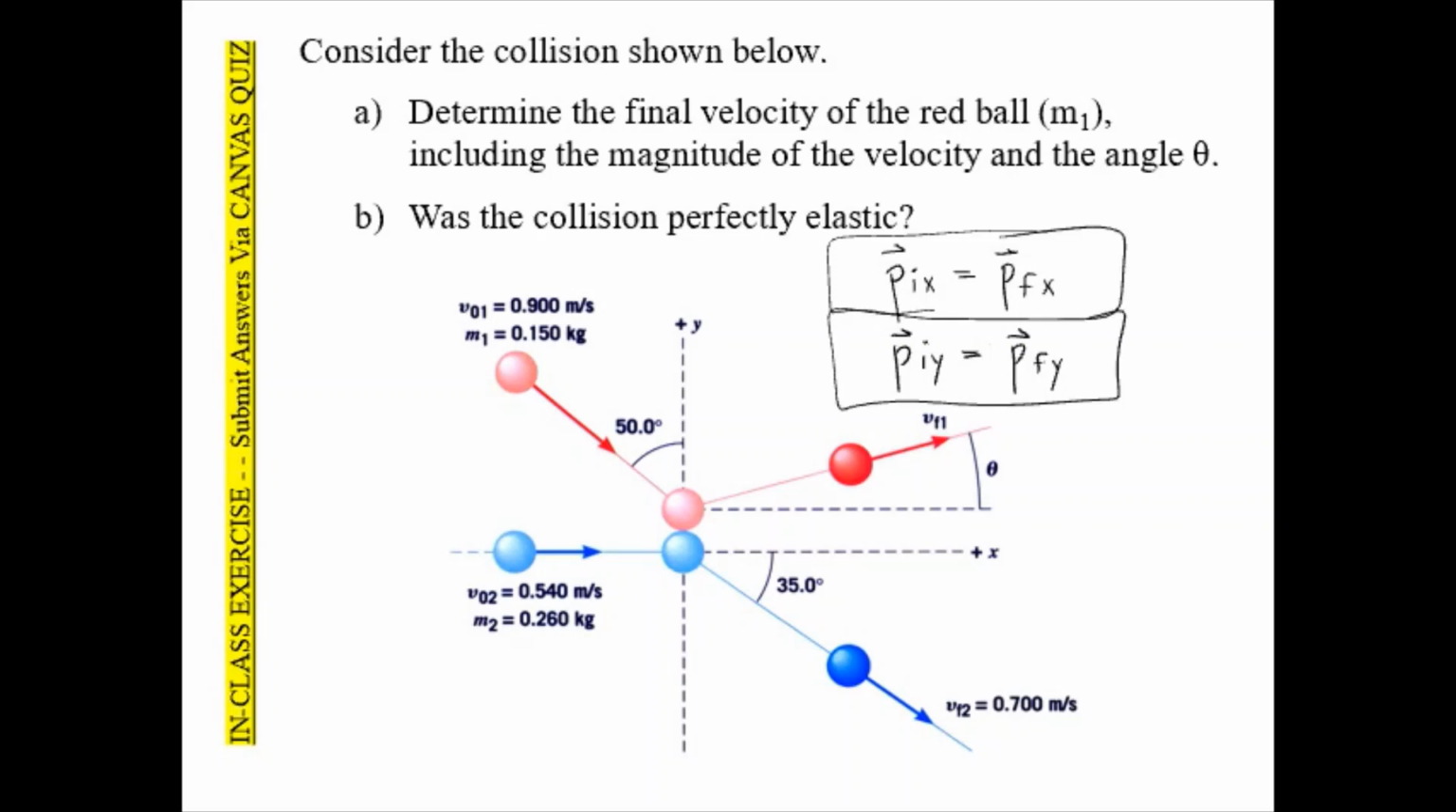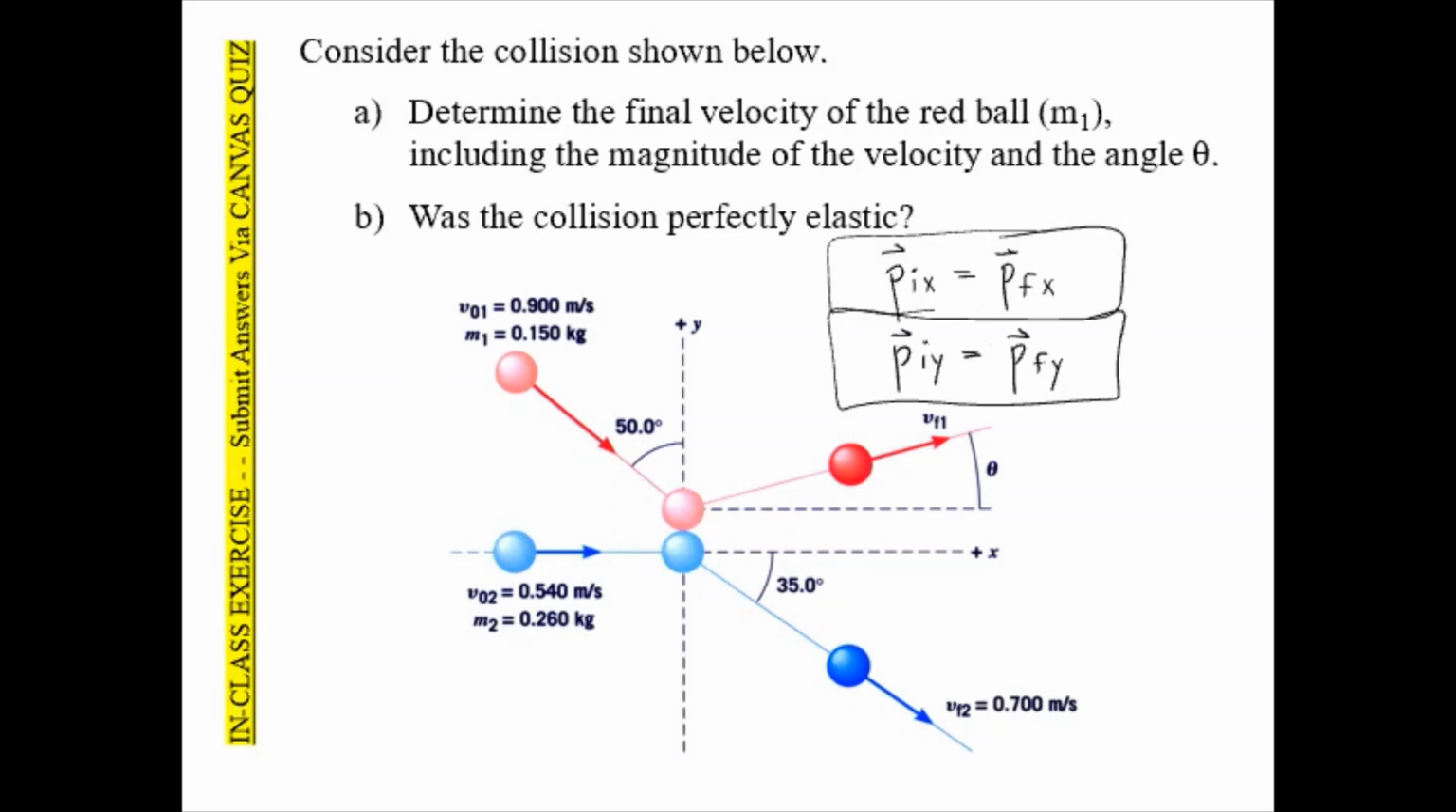And so basically what we need to do is get the momentum vector of this in x and y components. We need to get the momentum vector of the blue ball in x and y components. And then what we know is adding up the x components of these two momentum gives me the initial x momentum in the system.